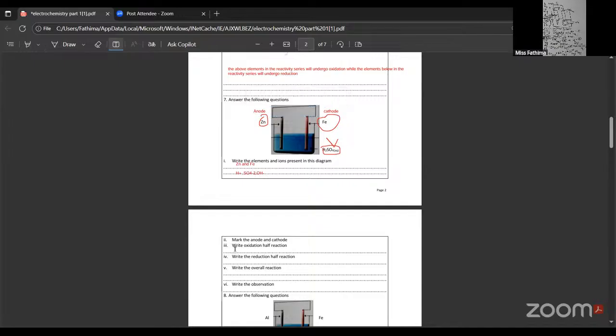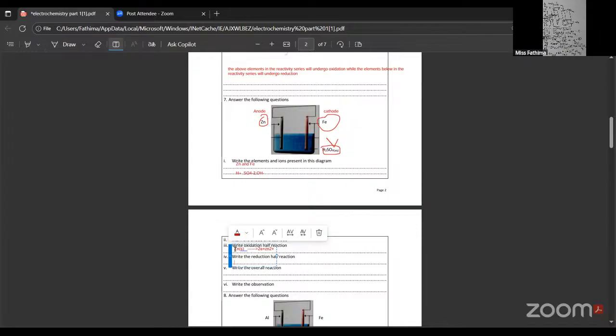What is the oxidation half reaction? You have zinc solid that will, how can I type an arrow? Right? That will release 2 electrons and it will form zinc 2 plus. So this is the oxidation half reaction.